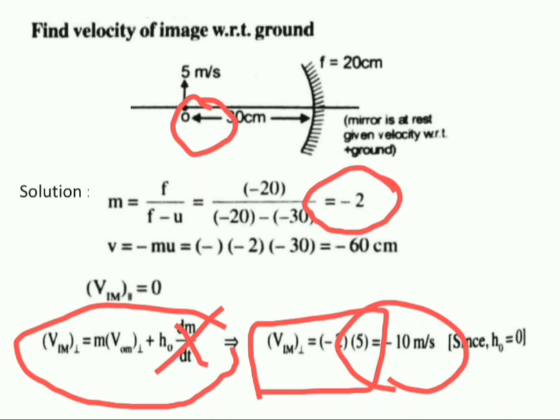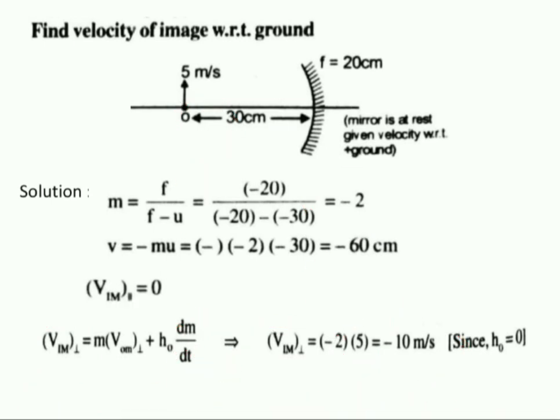So this is how, if the object moves perpendicular to the principal axis, we will have to make use of this relation. If the object moves parallel to the principal axis, it is minus v square by u square into the speed of the object.